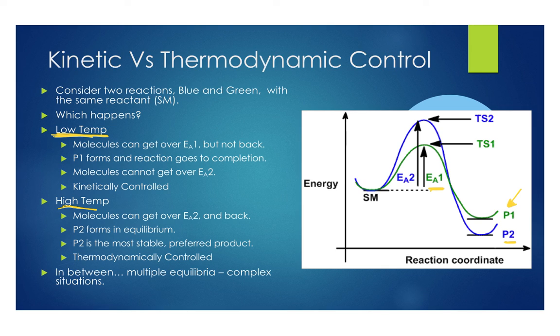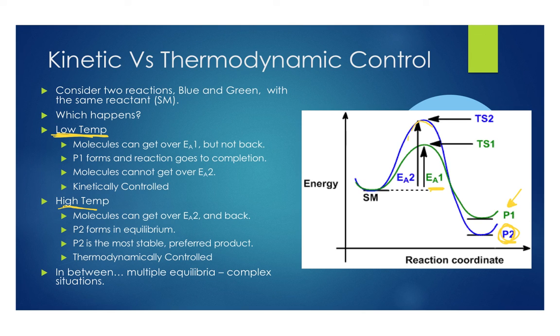P2 is the more stable product. So again, since it can get over that activation energy hump, it's going to go ahead and probably go to P2 eventually as we move things through. So this one would be thermodynamically controlled.